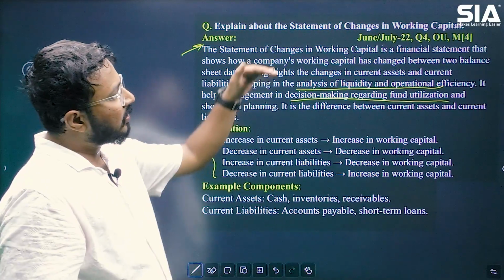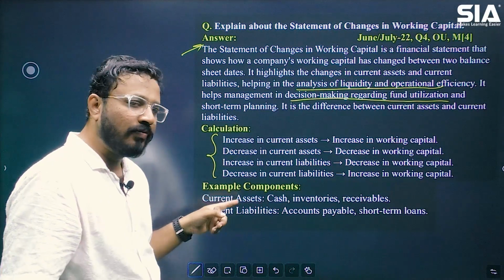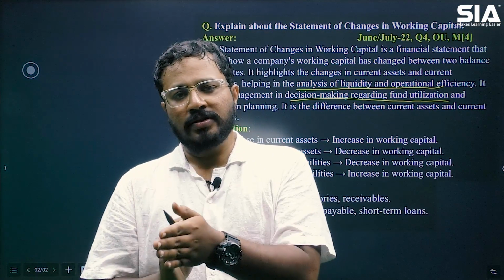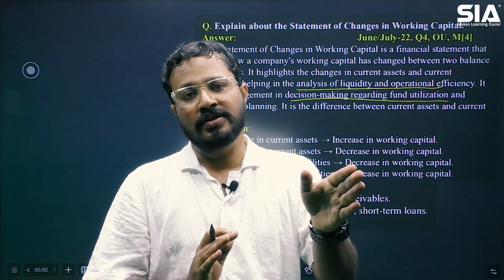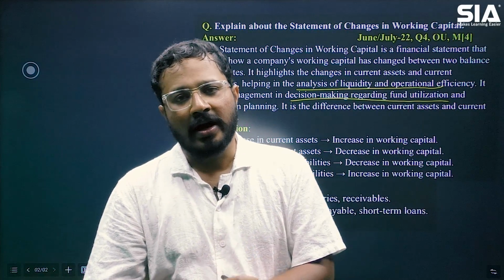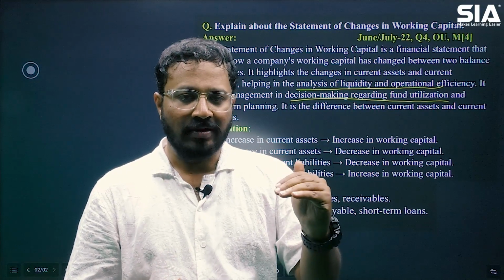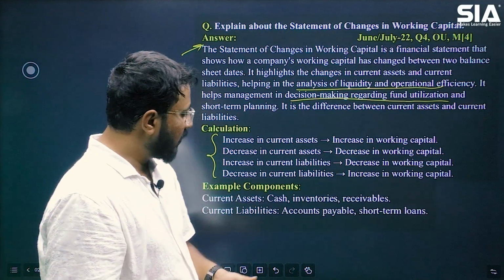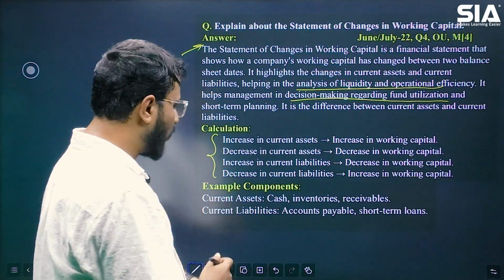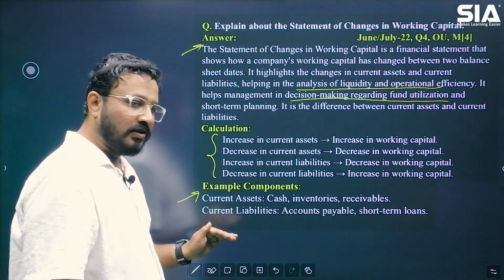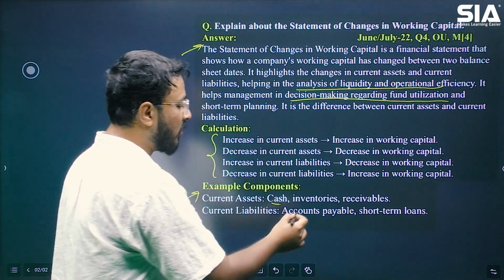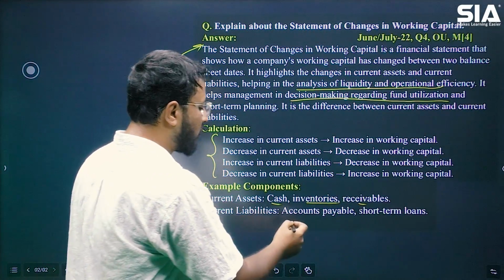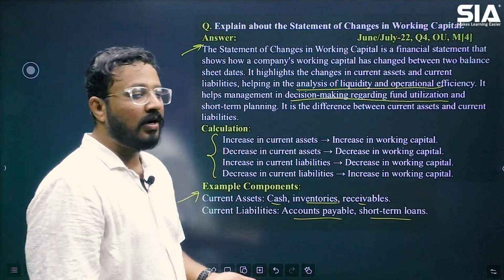So mainly, statement of changes in working capital में ये calculation होता है. You remember the format? हम 5 column बनाते थे: particulars, previous year amounts, current year amounts, increase in working capital, decrease in working capital. And in the particulars, we used to write current assets, current liabilities, and we used to calculate the working capital with current assets minus current liabilities. That is what is being presented here. We'll also write the example components of current assets and current liabilities. As you can see, cash, inventories, receivables. Receivables is nothing but trade receivables. Here also accounts payable, short-term loans in the current liabilities.